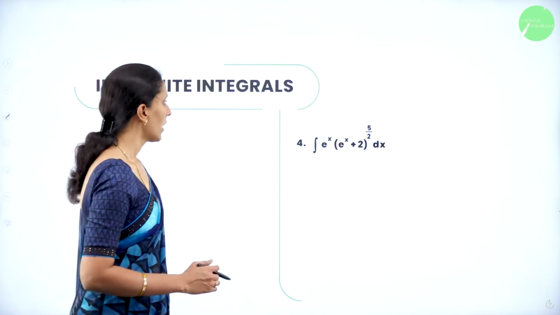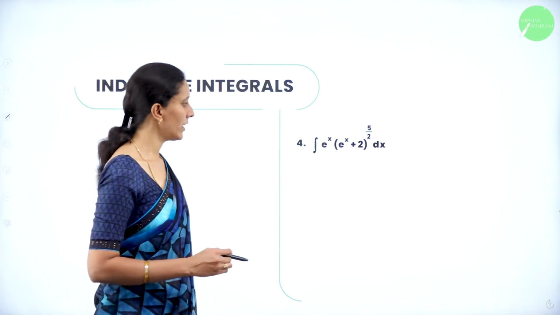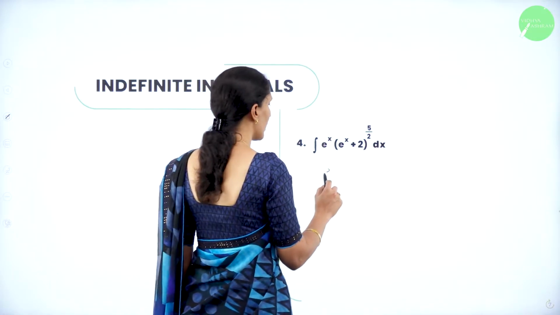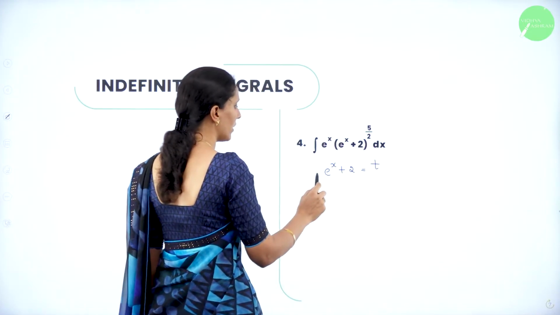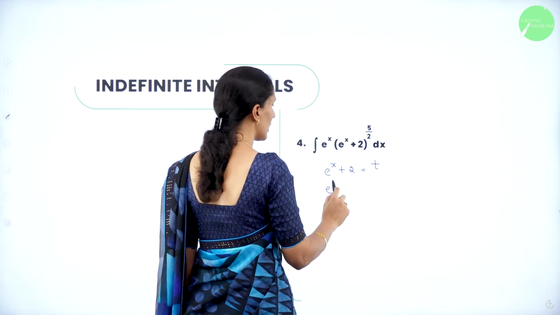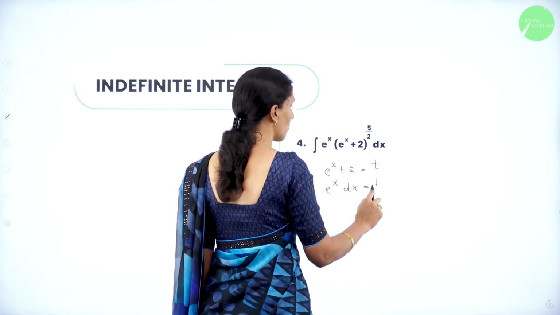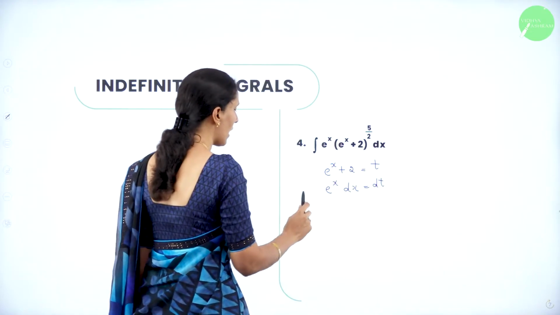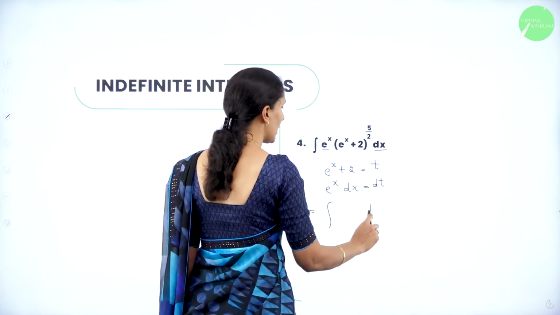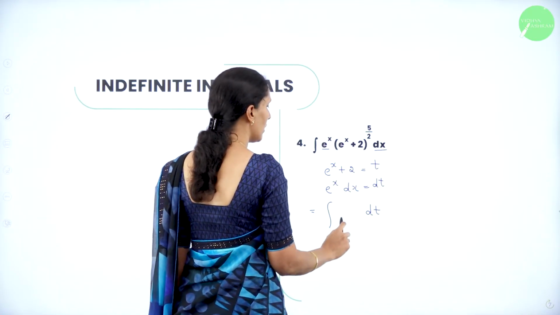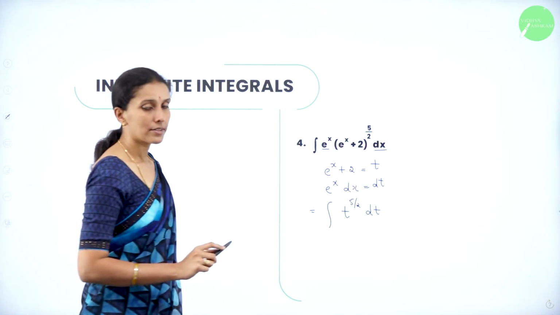Next question, (e power x plus 2) to the power 5 by 2 dx. Let us take e power x plus 2 is equal to t. Derive it. Derivation of e power x is e power x. Constant is 0. So therefore it is e power x dx is equal to dt. Now replace the value. It becomes e power x dx can be written as dt. Here we can replace t to the power 5 by 2. Again x to the power n form.